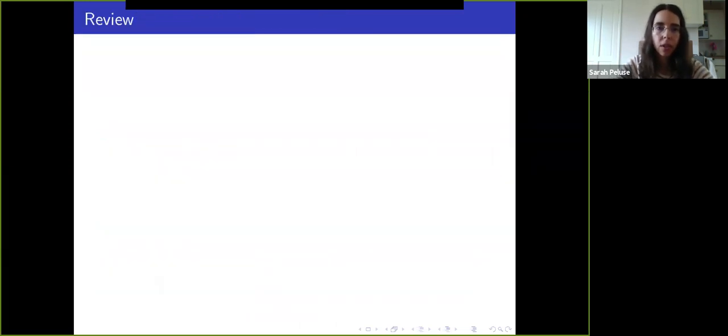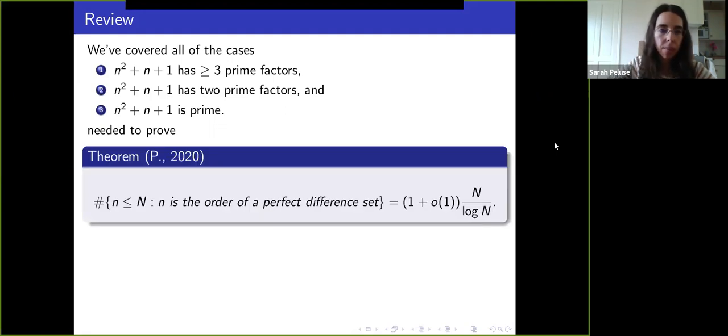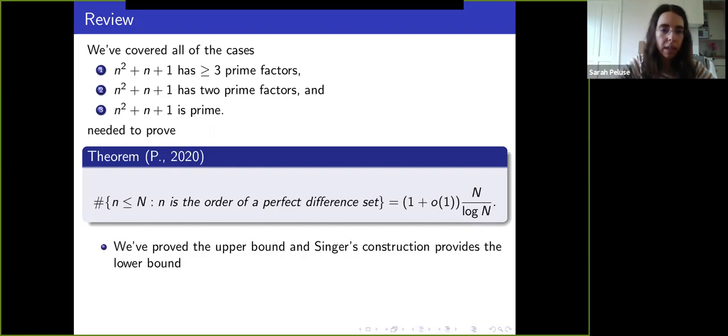Okay, so to review, I've said a bit about how to cover all of the cases, when n squared plus n plus 1 has 3, 2, or 1 prime factors, needed to prove the asymptotic version of the prime power conjecture. And what I've shown you is what I proved, which is an upper bound. So we bounded the number of non-prime power orders of perfect difference sets. And then of course, Singer's construction gives the lower bound.